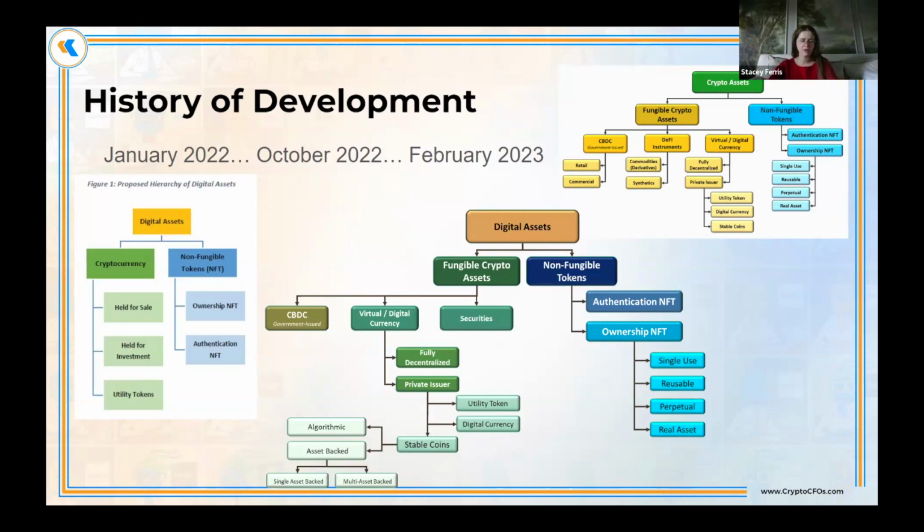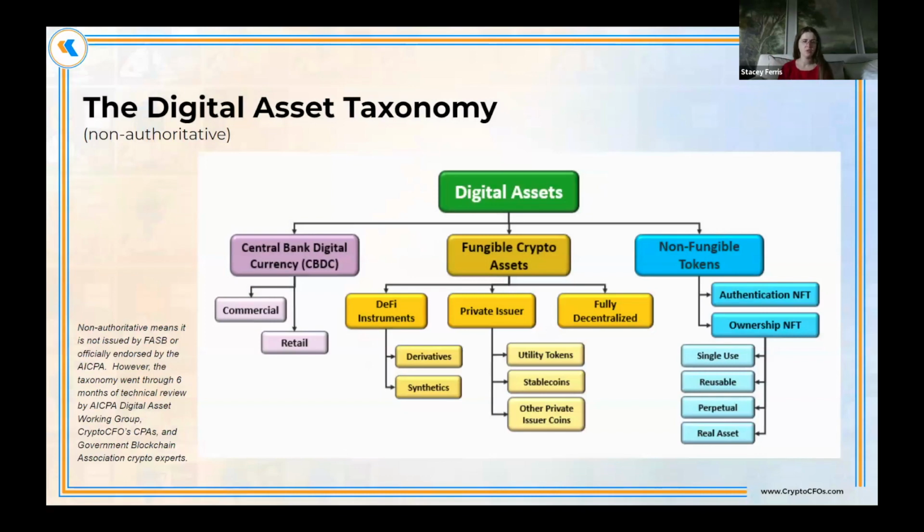And then we also worked through these definitions. By February 2023, I was working with the AICPA's technical committee to go through them. We had then introduced a DeFi instruments category where I was thinking about commodities, which are largely derivatives and synthetics. And ultimately, we ended up with this. And this is what was published in the Journal of Accountancy.